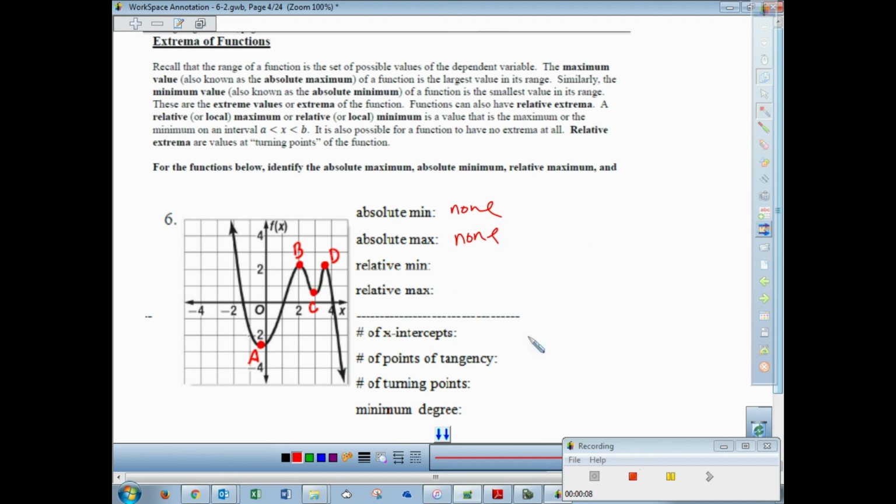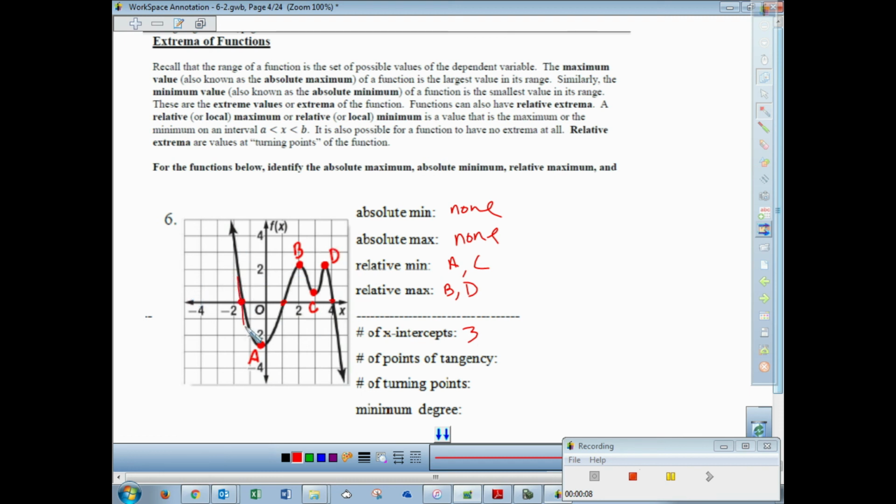Relative mins, do we have any? We're at A and C, right? You cool with A, comma C. Relative max, B and D. Down with those. X-intercepts, how many do you see? 1, 2, 3. Cool.